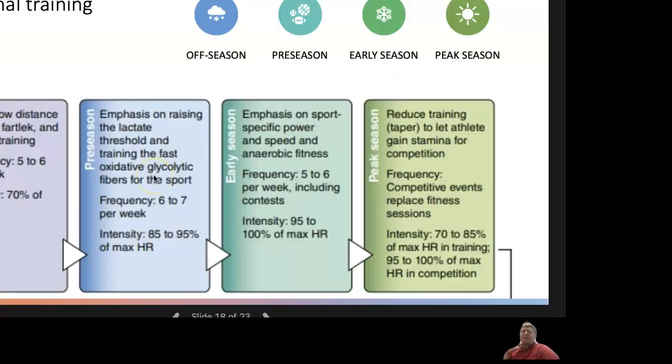Went over this a little bit there. Give you a couple seconds to look at the different intensities that they want there. So times per week in the off season at this intensity, preseason at what intensity, during the season.